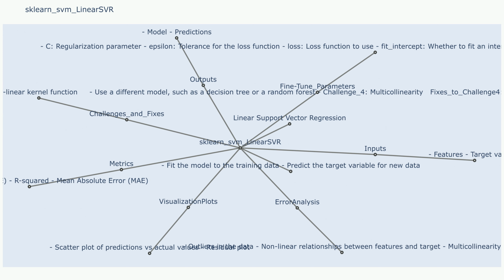Step 3. Explain in detail model training. Fit the linear SVR model to the training data X, Y using the fit method. Step 4. Explain in detail prediction. Use the trained model to make predictions on new data by calling the predict method.